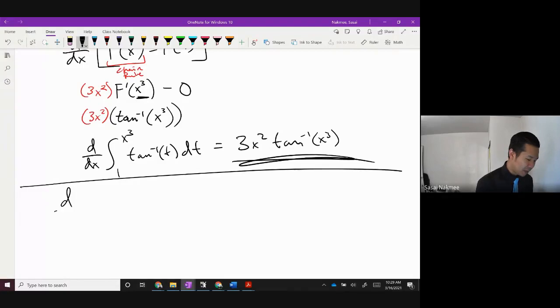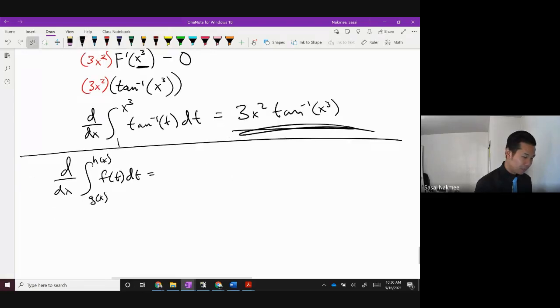So if I have here d dx of the integral, and let's say I have a function in the bottom, let's call that g of x. And I have a function in the top, let's call that h of x, right? So if this was like x cubed and this up here was x squared, this still works, by the way. You could do it if the x cubed is in the top or if it's in the bottom, right? Of some function f of t dt.